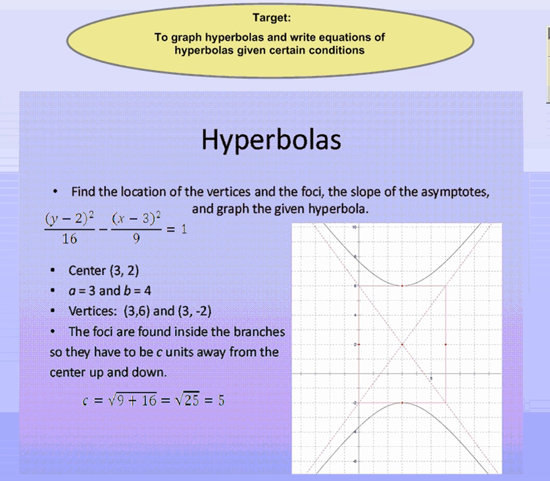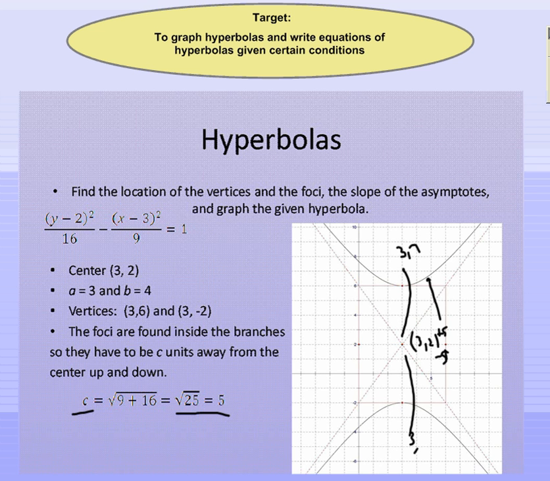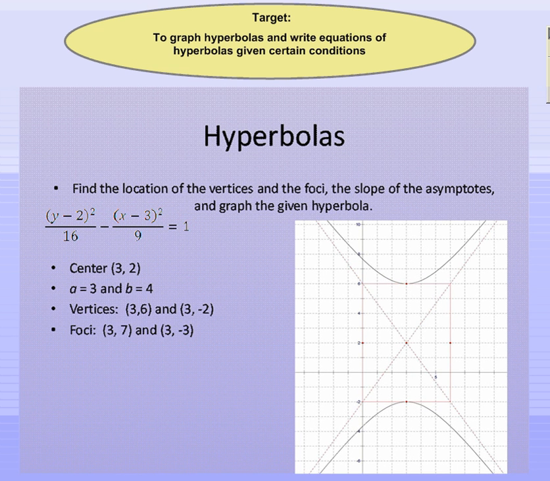We want to find where the foci are found. The foci are found inside the branches, so the foci are going to be found going up and down from the center here. So we find our C value. Our C value is 5, so that means it's 5 units up and down from the center. So if the center was at (3, 2), we're going to add 5 to that to go up. That would take you to (3, 7). We're going to subtract 5 to go down. That would take us to (3, -3). And that is going to be the location of the foci.